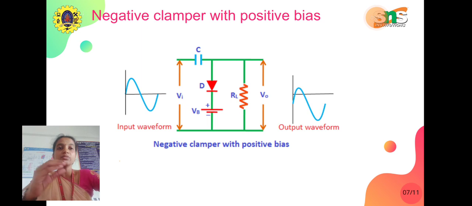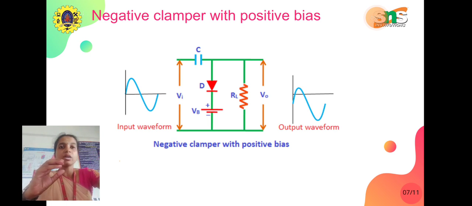In the negative clamper, the input wave will be shifted downwards where the input peak will be in the zero position. That VB, which is voltage bias, is added externally. When the input voltage is greater than the bias voltage, the circuit will act in a forward bias condition where the output will be shifted downwards. The input peak will be in zero condition.